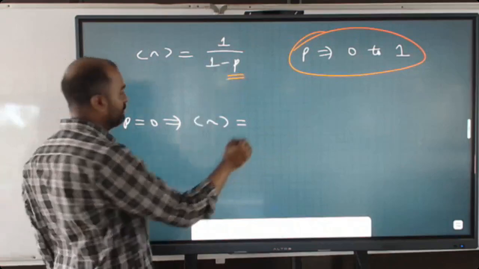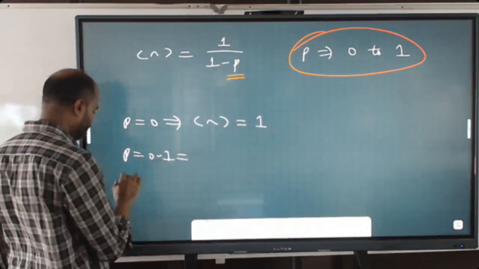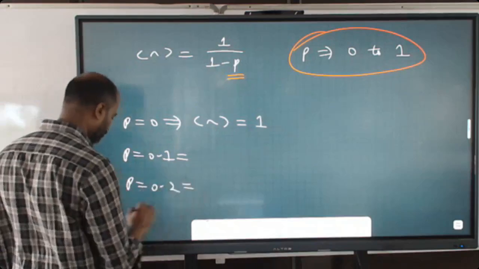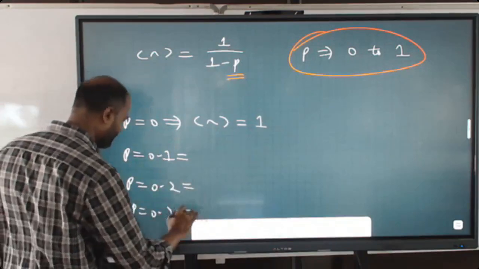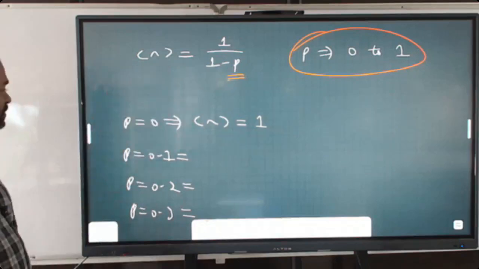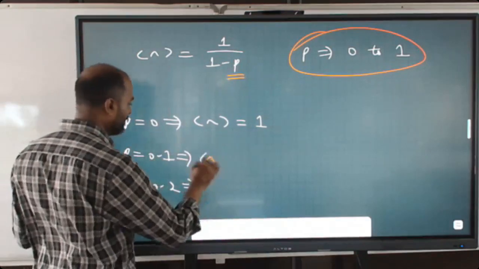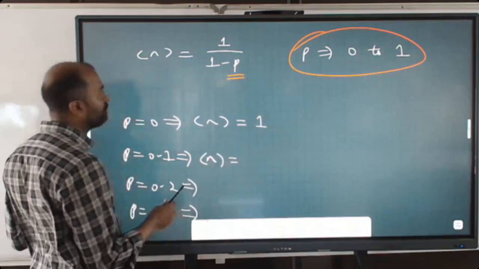1/(1 minus 0). That's n is equal to 1. Next, you just give the value 0.1 to p, 0.2, 0.3, etc. Just give some values, then plot the graph. When p is equal to 0.1, what is the value of n? 1/0.9.